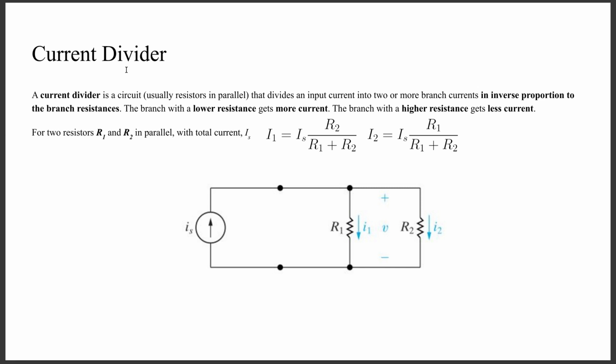Current divider. A current divider is a circuit, usually resistors in parallel, that divides an input current into two or more branch currents in inverse proportion to the branch resistances. The branch with a lower resistance gets more current. The branch with the higher resistance gets less current. For two resistors R1 and R2 in parallel with total current IS, I1 is equal to IS times R2 over R1 plus R2. And I2 is equal to IS times R1 over R1 plus R2.